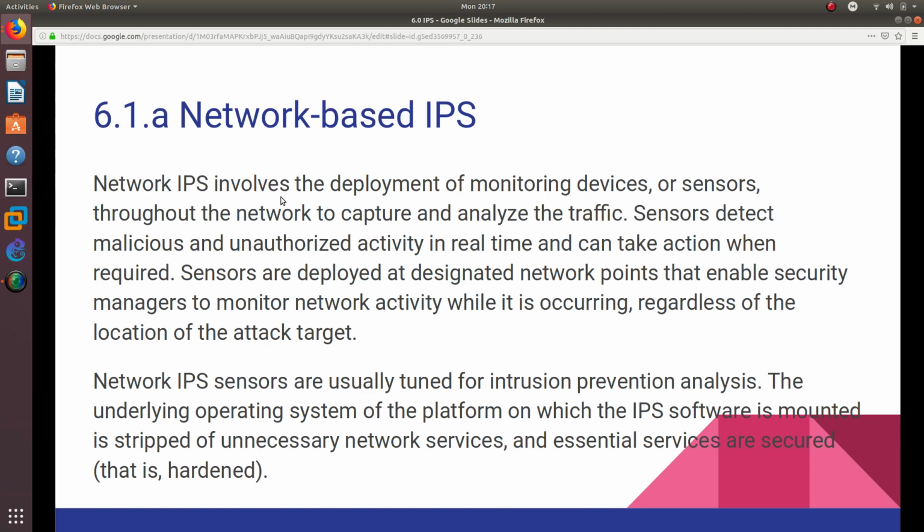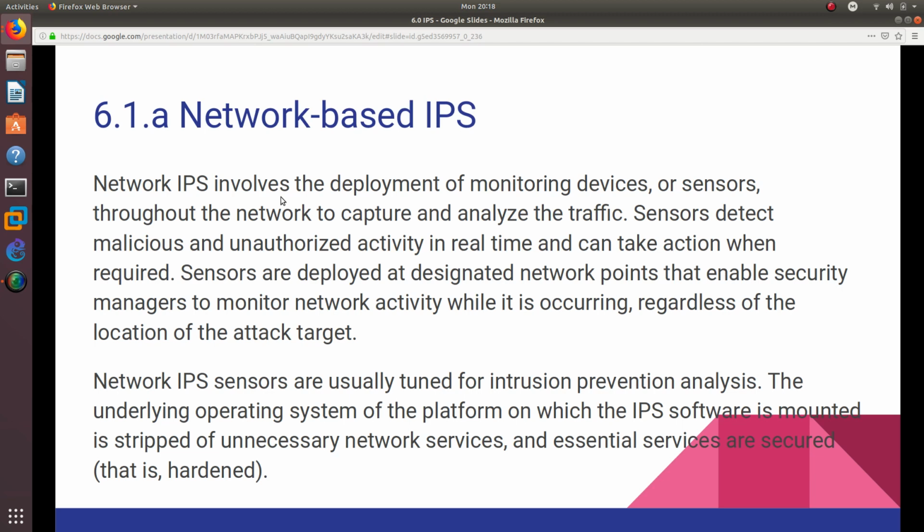The first thing that we need to learn about is the network-based IPS and also the host-based IPS. The network-based IPS involves the deployment of monitoring devices or sensors throughout the network to capture and analyze traffic. Sensors detect malicious and unauthorized activity in real time and can take action when required. So that's what IPS does. It detects and also protects. Sensors are deployed at designated network points that enable security managers to monitor network activity while it is occurring, regardless of the location of the attack target.